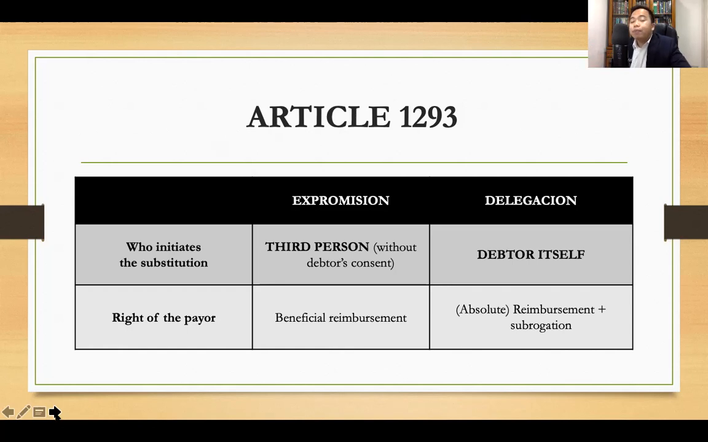So again, if the third person will initiate the substitution, then there can only be beneficial reimbursement. Fair enough. Kasi pwedeng ayaw ni debtor na siyang magbayad. Diba? Without the debtor's consent. Pero pag si debtor ang nag-initiate ng substitution, then there is absolute right of reimbursement plus subrogation.